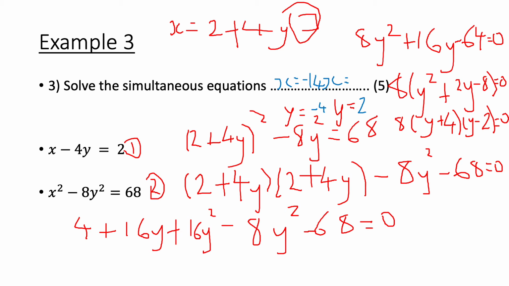Yeah, so that's my answer for that one, guys. And then when y is 2, 4 times 2 is 8, add 2 is 10. So they are my solutions to the quadratic simultaneous equations. So it's a line that intersects a circle, guys.